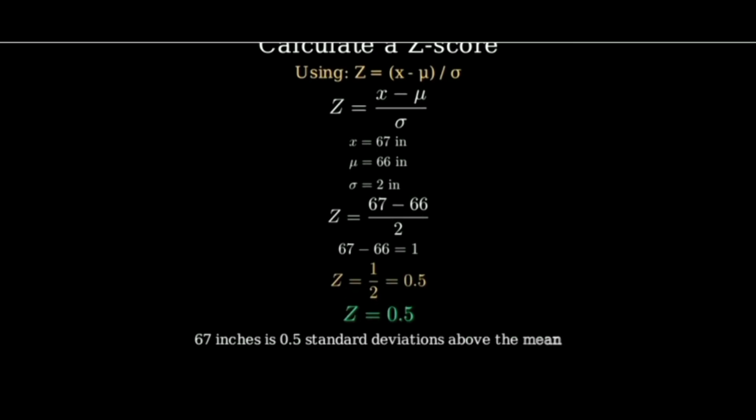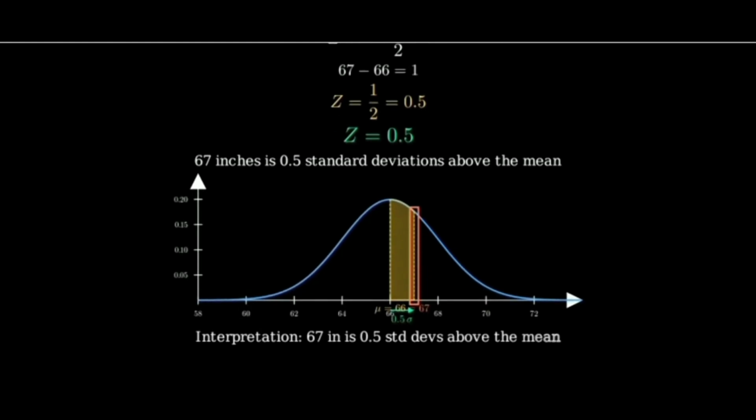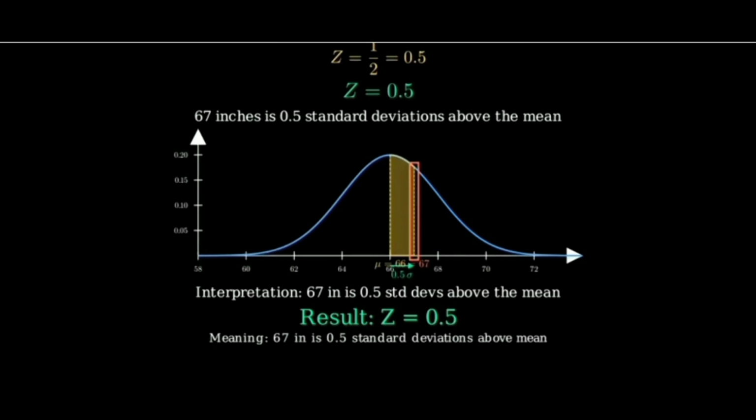Therefore, the z-score for a height of 67 inches is 0.5. That means 67 inches is half a standard deviation above the mean. A normal distribution with mean 66 and standard deviation 2 will mark the mean and the observed value 67 and show that this point is half a standard deviation to the right of the mean. A z-score of 0.5 tells us the observed value is half a standard deviation above average. This is a small positive deviation.